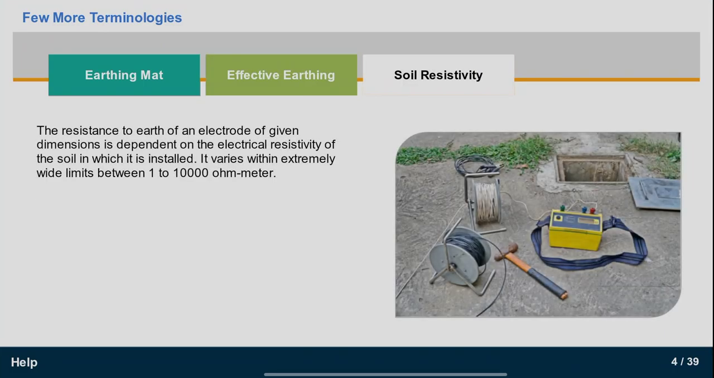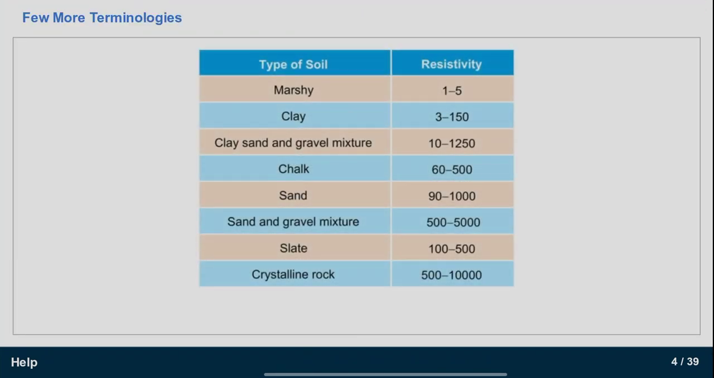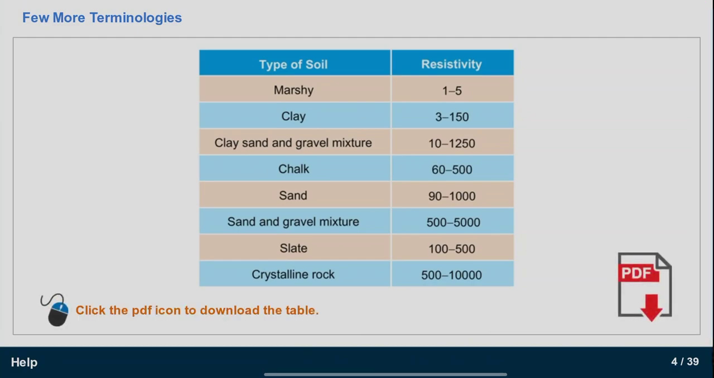The resistance to earth of an electrode of given dimensions is dependent on the electrical resistivity of the soil in which it is installed. It varies within extremely wide limits between 1 to 10,000 ohm meter. Did you know that the soil resistivity depends on soil type and differs from soil to soil? Yes. Here is a table with the figures of resistivity for different types of soil. Take a look. You can also download this table for reference by clicking the PDF icon on screen.